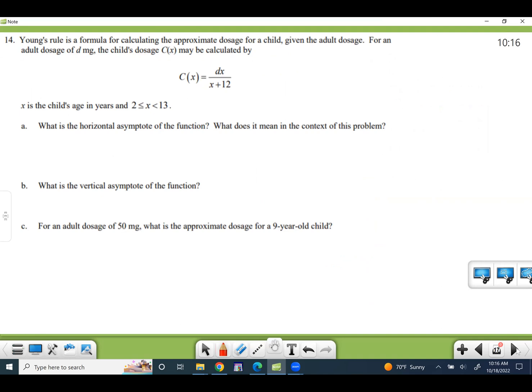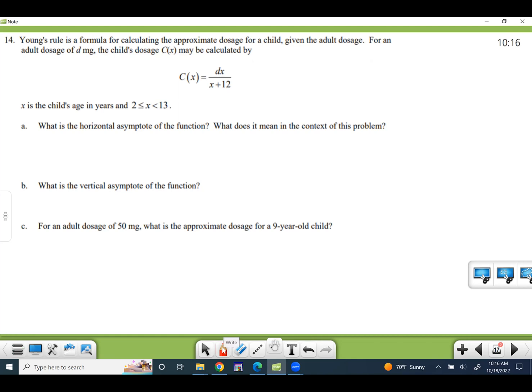Young's rule is a formula for calculating the approximate dosage for a child given the adult dosage. For an adult dosage of D milligrams, the child's dosage can be calculated by this formula. Now, this is actually something you could use. Sometimes I don't have children's Motrin or children's whatever medicine, but I have the adult version. So I could technically use this to get how much I should be giving my child. Okay. Now it says it only is good for 2 to 13, and that's because that's kids, right? You're probably not going to give a kid under 2 any of the adult medication. So for a 2 to 13-year-old.